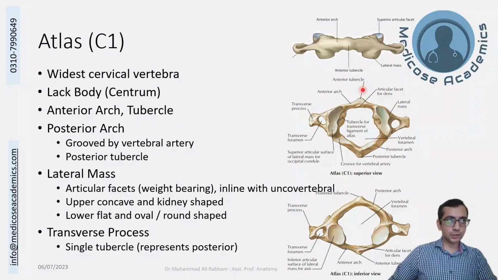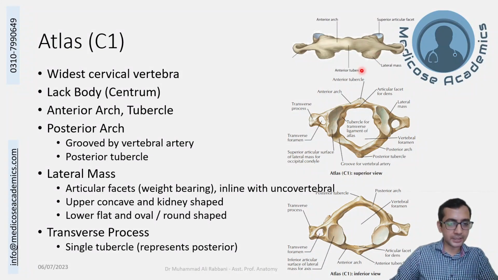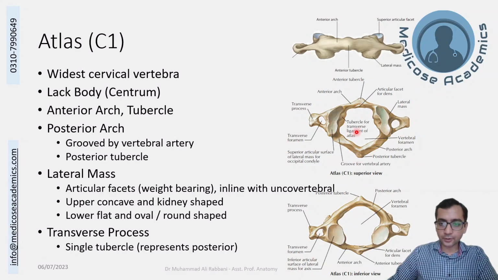You can take a screenshot for the revision. Otherwise, we talked about the atypical cervical vertebra. It does not have the body, the centrum. There is an anterior arch, there is an anterior tubercle, there is a posterior arch, there is a posterior tubercle. I did not mention that on the top of it there is a flattening of the posterior arch.